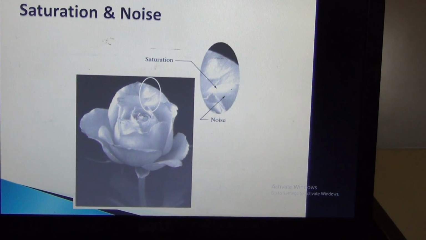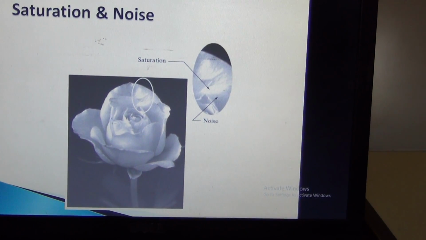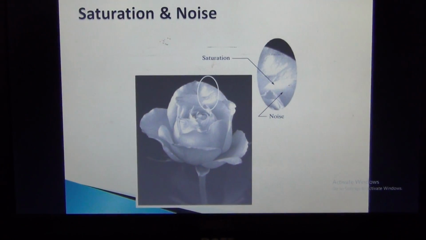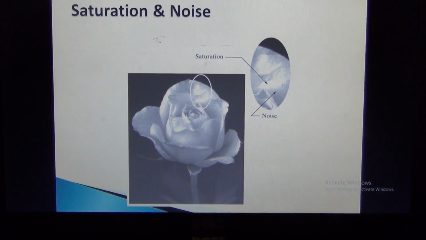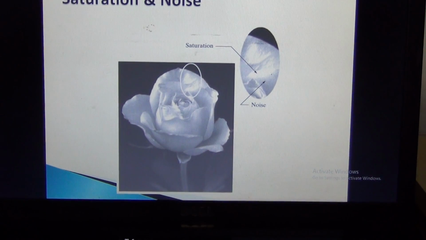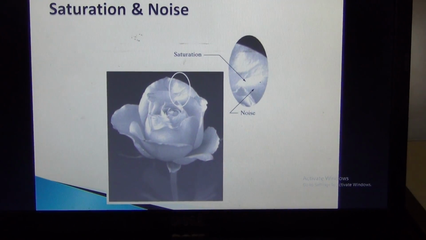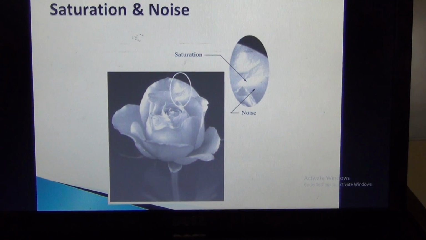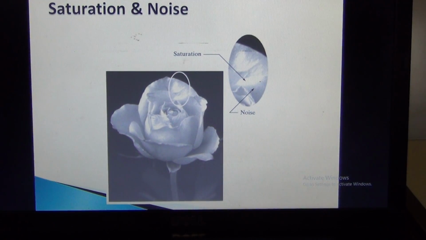Next is saturation. What is saturation? We can define the dynamic range of an imaging system to be the ratio of the maximum measurable intensity to the minimum detectable intensity level in the image. So the upper limit is determined by saturation and the lower limit is determined by noise. Basically, the dynamic range establishes the lowest and highest intensity levels that a system can represent.